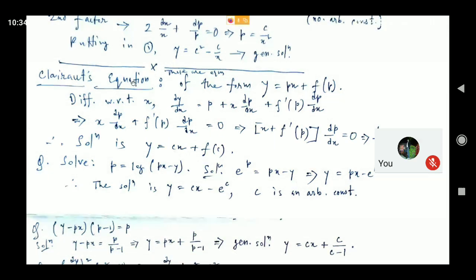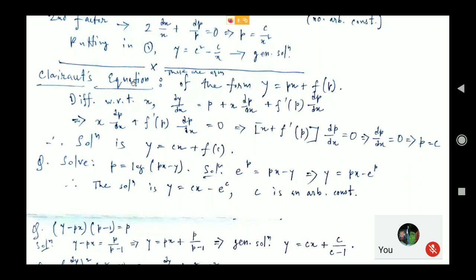If you can determine that the given equation is Clairaut's equation, directly we can write the solution as y equal to cx plus f of c. Means you just need to replace the value of p by an arbitrary constant c. The procedure is explained in these steps, why this becomes the solution.